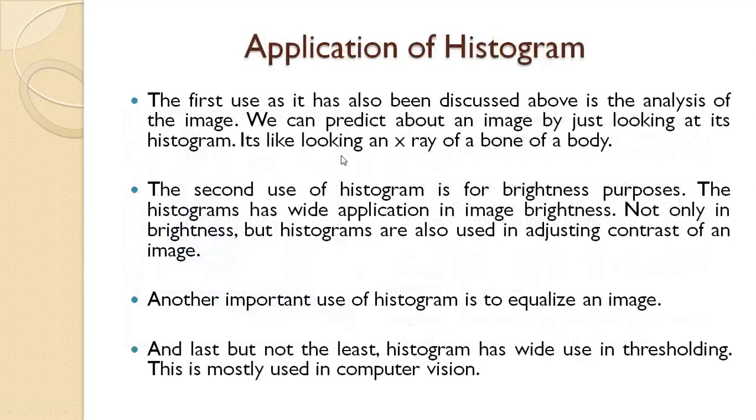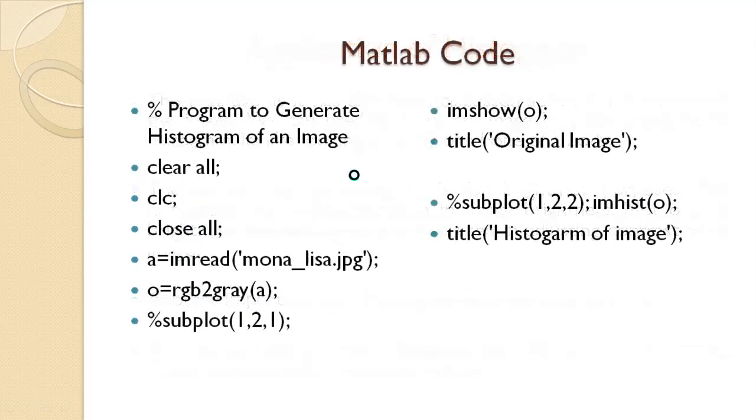Applications of the histogram. The first use of the histogram, as discussed above, is the analysis of the image. We can predict the output of an image by just looking at its histogram. The second use of the histogram is for brightness purposes. Another important use of the histogram is to equalize an image. And last but not the least, histogram has wide application in thresholding and also in computer vision.